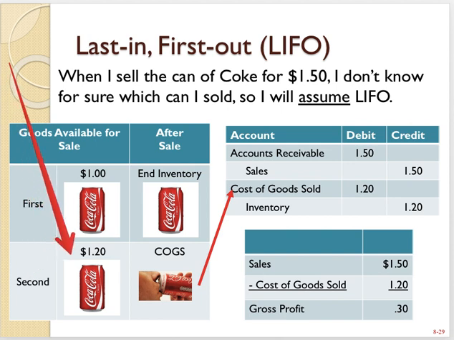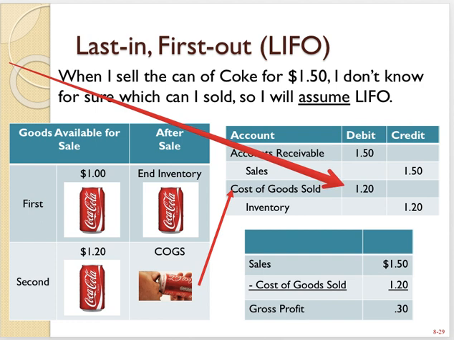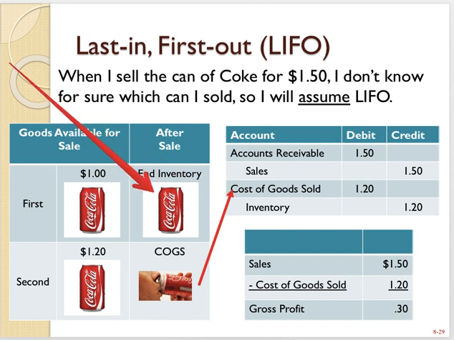But now when we go to figure out what we sold, we're going to pull from the last that came in. So this second cost layer is where we're going to pull for our cost of goods sold. And there you see in our cost of goods sold now, we have the $1.20 and our inventory going down $1.20. So that means what remains in inventory is this first can that we bought, which was $1.